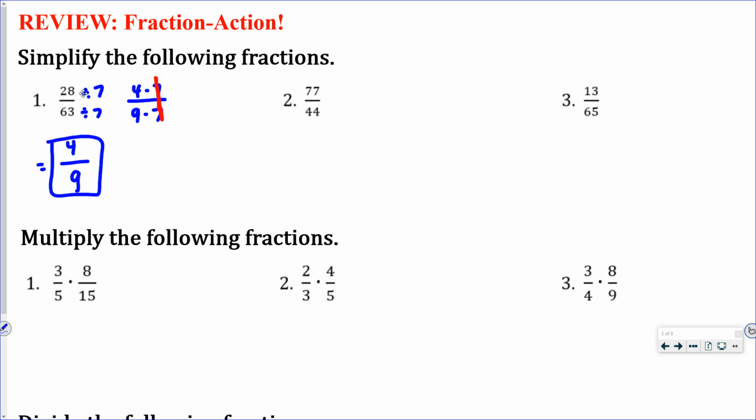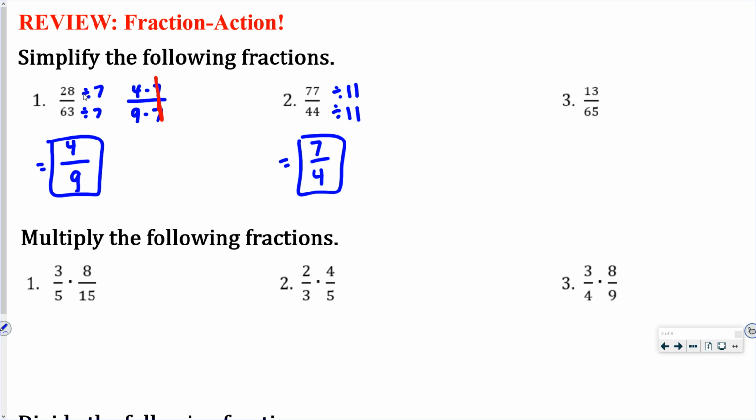77 and 44, GCF. 11. Good. So you can divide 11 out of both of these. This one's a good example. I want you to leave your fractions as improper fractions. We don't really use mixed numbers when we are talking about ratios and all that good stuff. So get in the habit of leaving an improper fraction. And that's good moving forward in your future math classes.